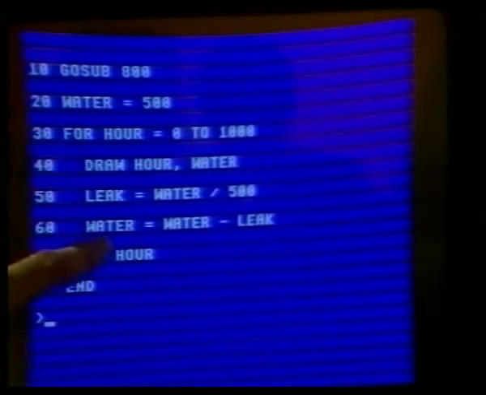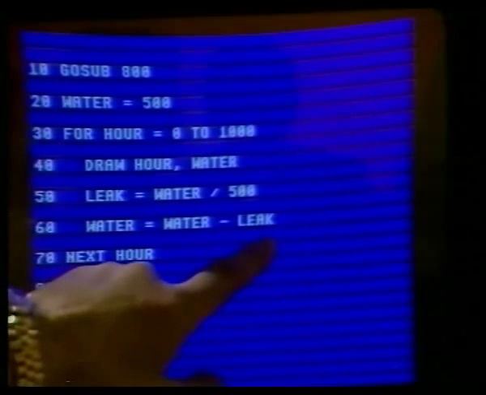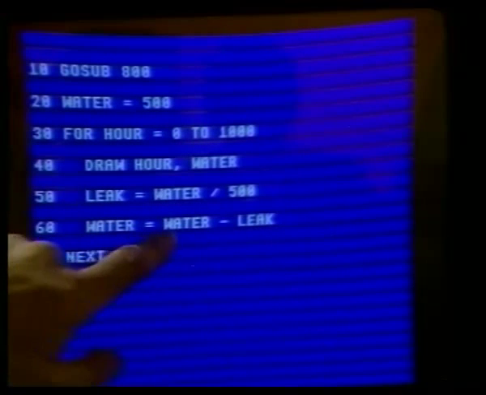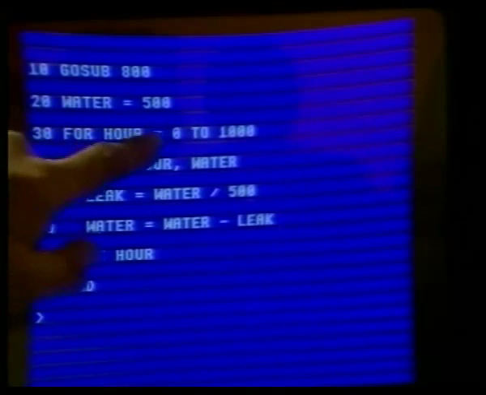So the new water, the water that's left in the tank after that first hour, is equal to the old water, which was 500, minus the leak. Of course, this water was 500 here, so the leak in the first hour was 500 divided by 500, which is 1. So the new water is 500 minus 1, which is 499. And it goes back, plots that point, goes back up here, and starts to calculate for hour 1, and it would go through the whole routine 1,000 times.